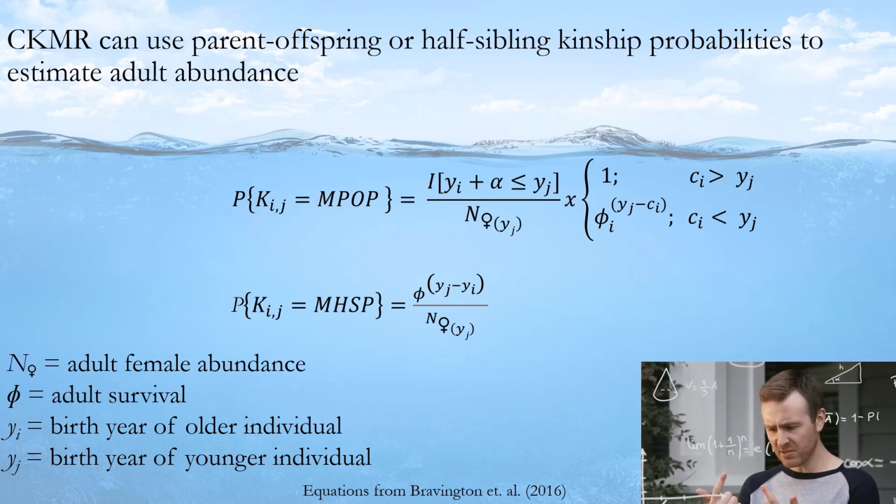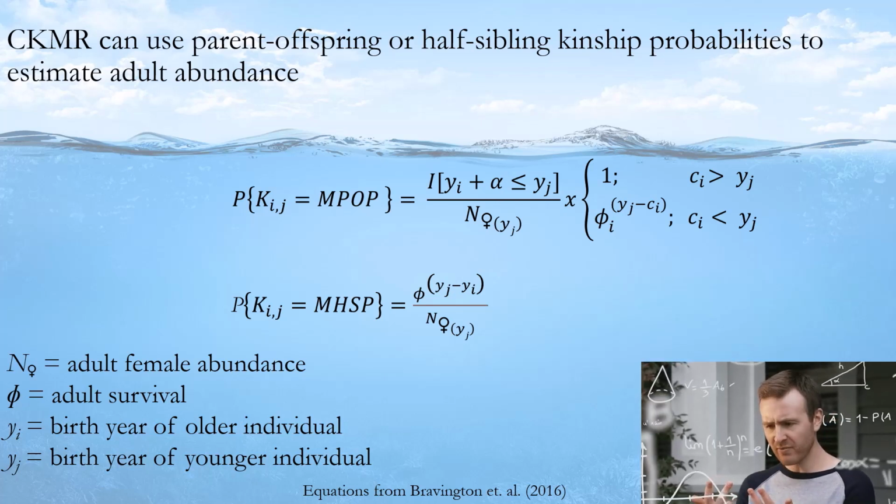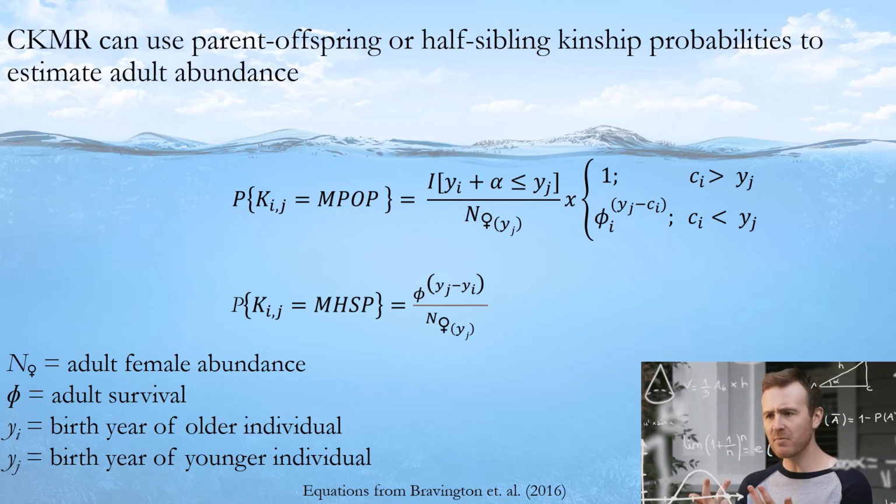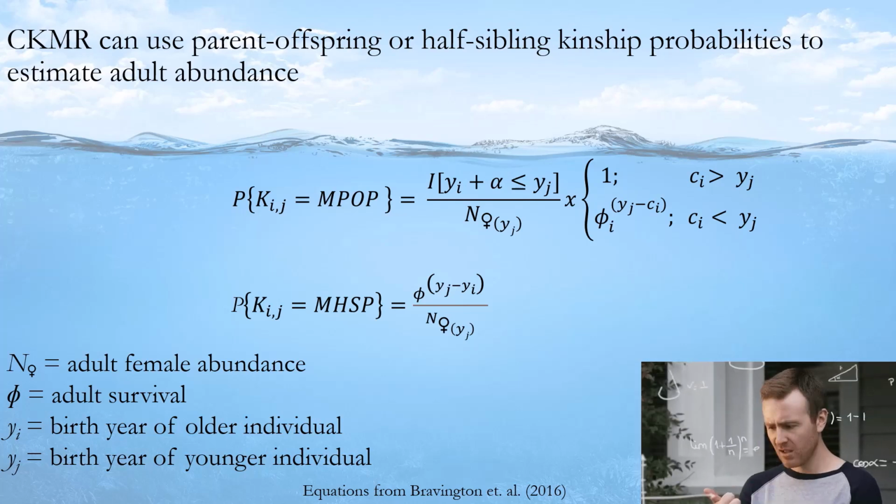And the reason I wanted to show these equations primarily is to emphasize the prevalence of the terms YI and YJ. YI and YJ refer to the birth years of the individuals in each comparison. And if we look at the abundance terms, we see that in each case, abundance is estimated in the birth year of the younger individual in each comparison. So knowing the birth year of individuals that we sample is important for CKMR, and it means that we need to be able to age sampled individuals with some degree of precision.